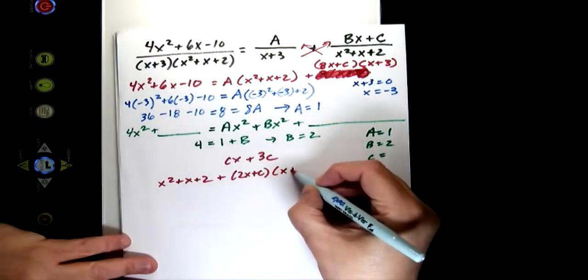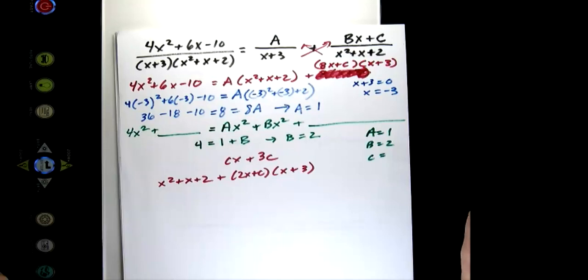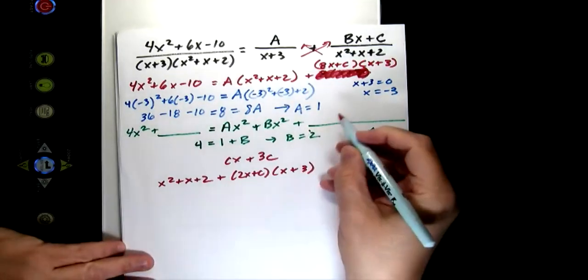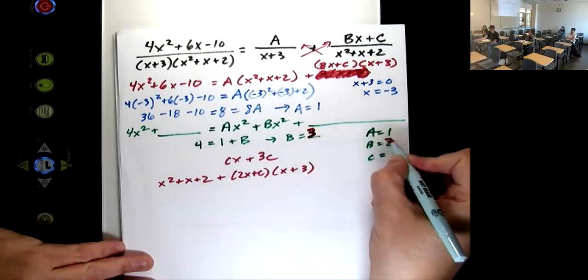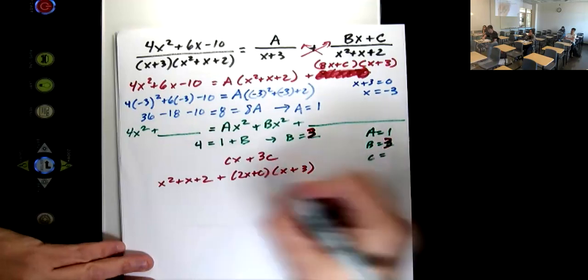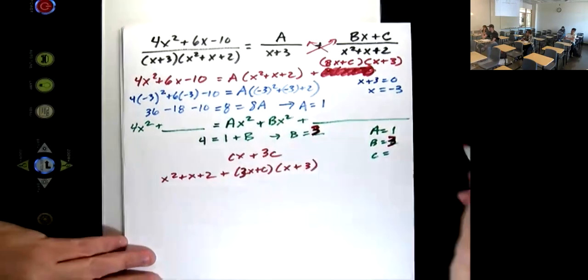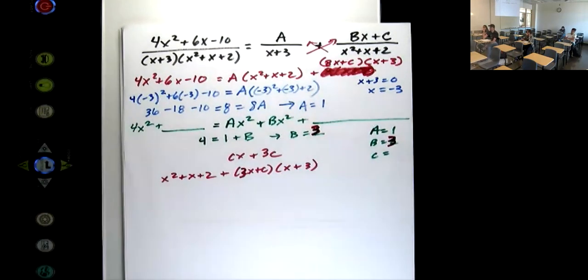Times x. One sec. So you said 4 equals 1 plus b. You said b equals 3, and then you wrote down b equals 2. Yeah, I see that as I'm doing it. Thank you. I'm tripping. I flustered myself writing down the wrong thing in the beginning. Good catch again. All right, that's what I have. I need to multiply this out.